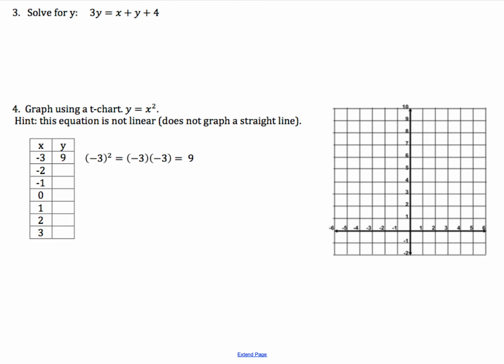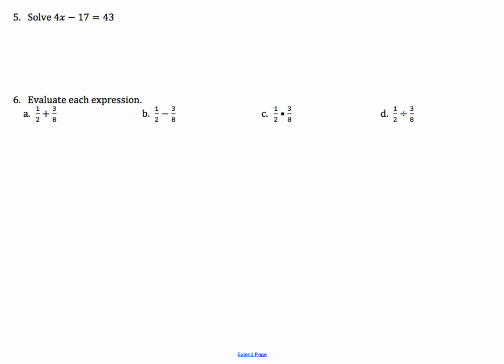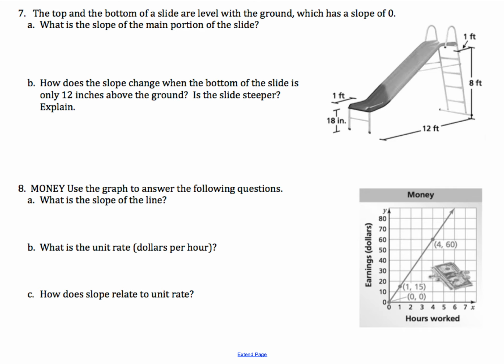You're going to graph y equals x squared using a t-chart. And it's not a linear function. You'll have to just fill in the t-chart and then plot the points, and it's not going to go in a straight line. You're going to solve a problem on 5. Number 6, it looks like your review of fractions. Number 7, you're finding the slope of this slide. You're going to have to do some figuring to see what the rise and run of the slide portion is. And then number 8 is going to bring back the idea of unit rate from 7th grade and mix it with slope so that you can start learning how they're related.